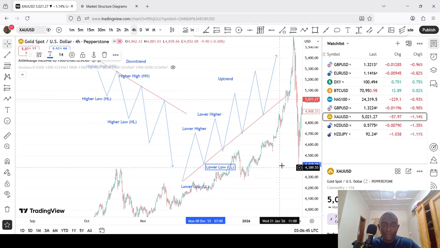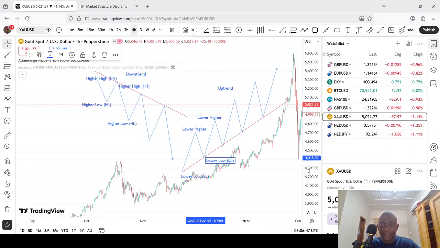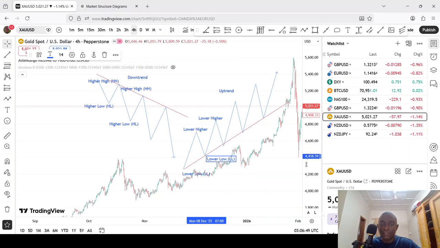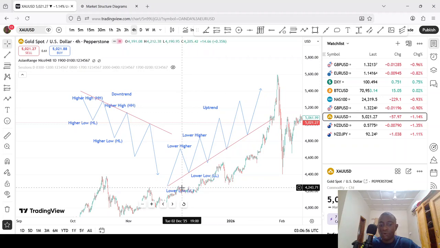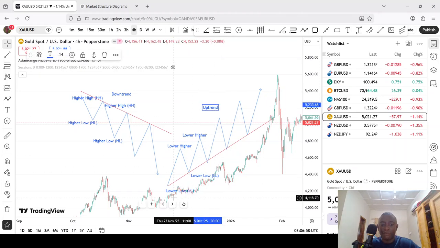All right. So I hope this is clear, at least to give you a concept. For a downtrend, every downtrend, we have price coming down. And for an uptrend, every uptrend, you're making lower low, lower high.